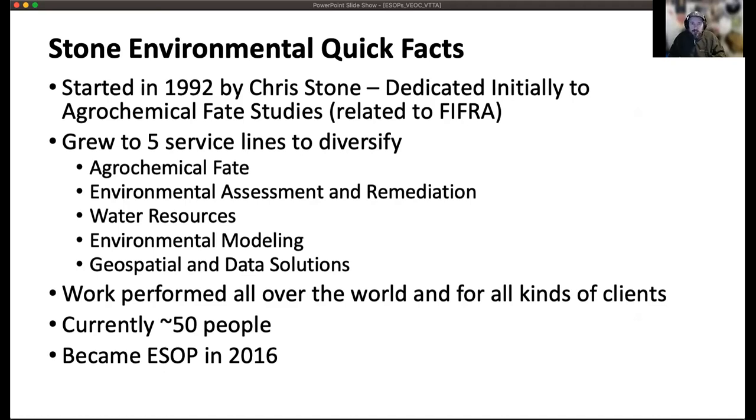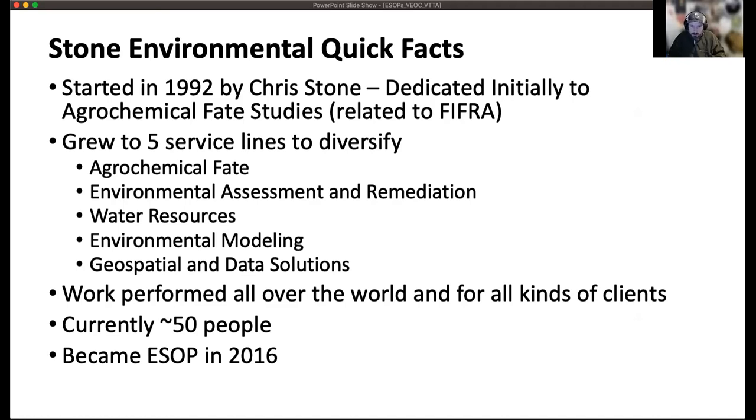and I guess for rich individuals potentially. In environmental modeling, instead of going to the field and spraying a sample patch with poisonous weed killer, see what it would do if you can model it instead. And then geospatial and data solutions, which we basically boil down to calling the GIS group, which is where I work. I've been with Stone since 1997, and have seen the transformation through all that time. It's been quite a ride.